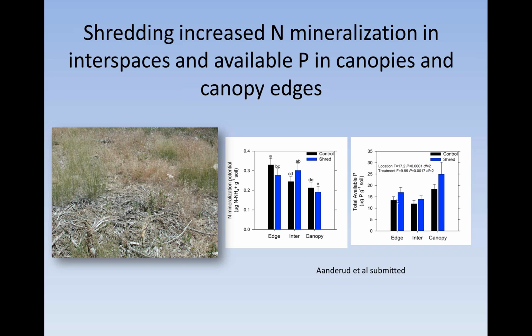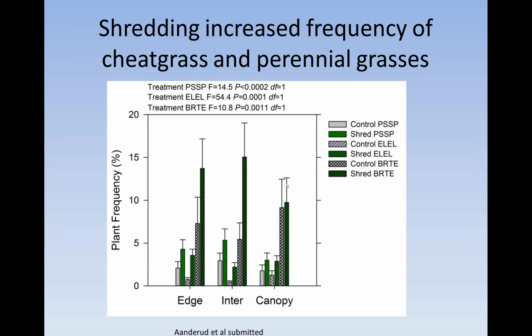And you got more available P. So here's two nutrients that are mainly limiting besides water, and water also increasing after you shred, so no wonder we're getting some good responses. He also showed that perennial grasses and cheatgrass both like these extra nutrients that they're getting from taking out the tree, and he showed higher frequency of these species there.